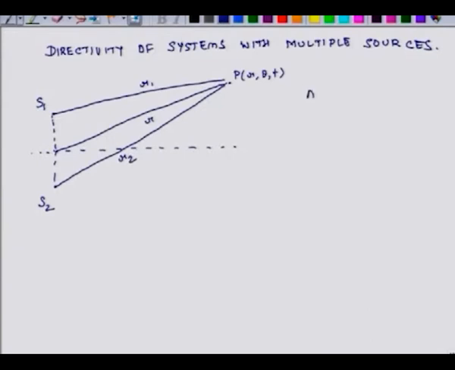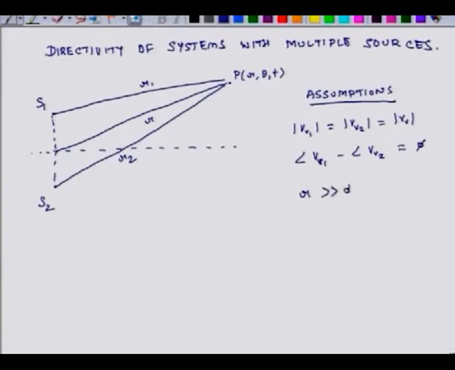And our assumptions were that volume velocity 1 was equal to volume velocity 2 was equal to Vv. The other assumption was that the phase of volume velocity 1 minus the phase of volume velocity 2 was equal to phi. The third assumption was that r is extremely large compared to d. Now, at this stage we make one extra assumption, and that is phi equals 0. So, this is my additional assumption.